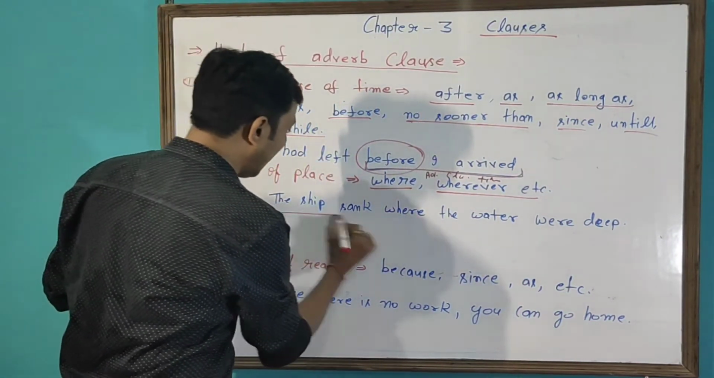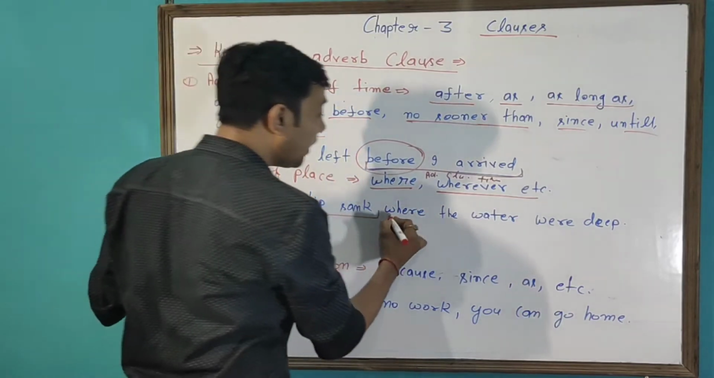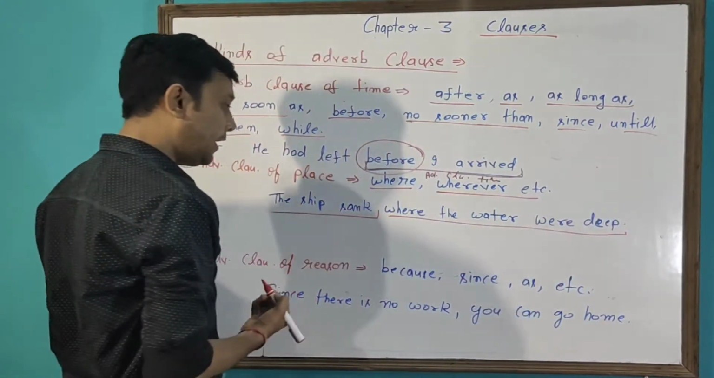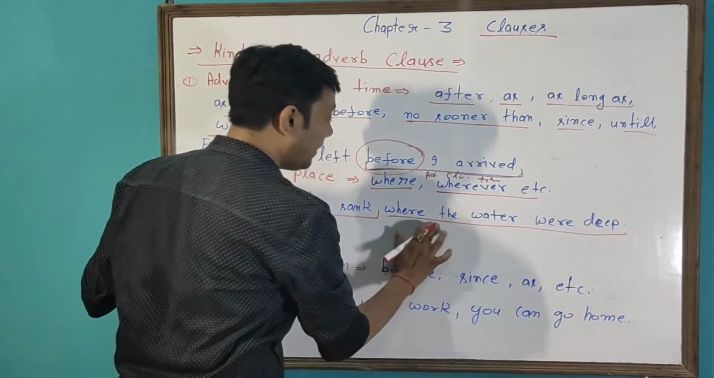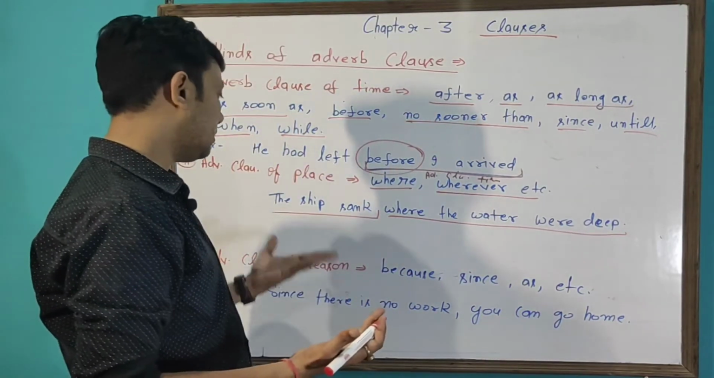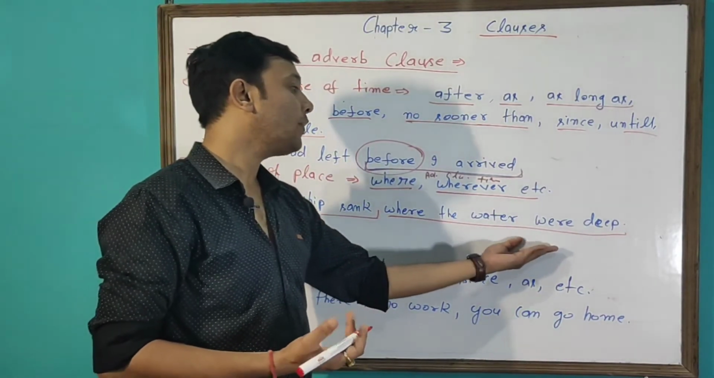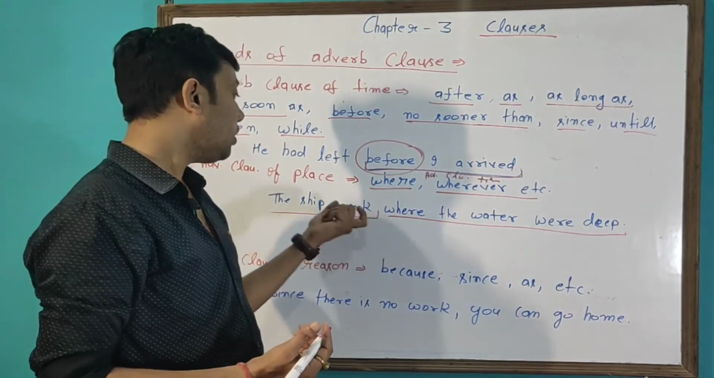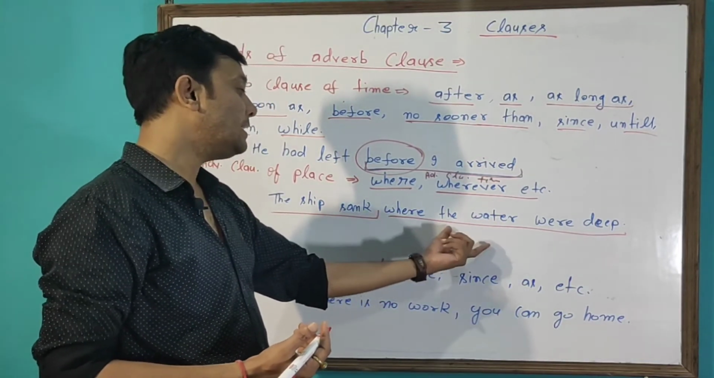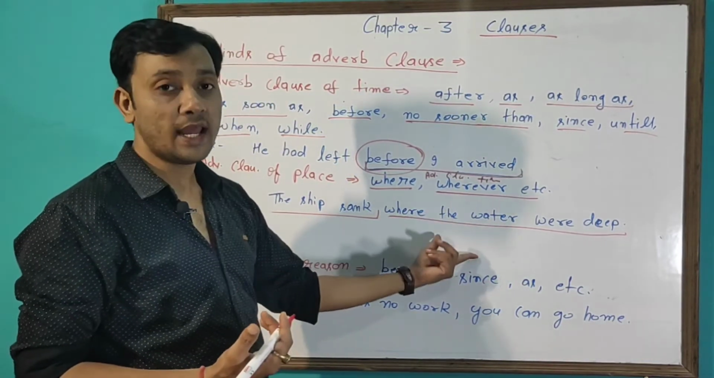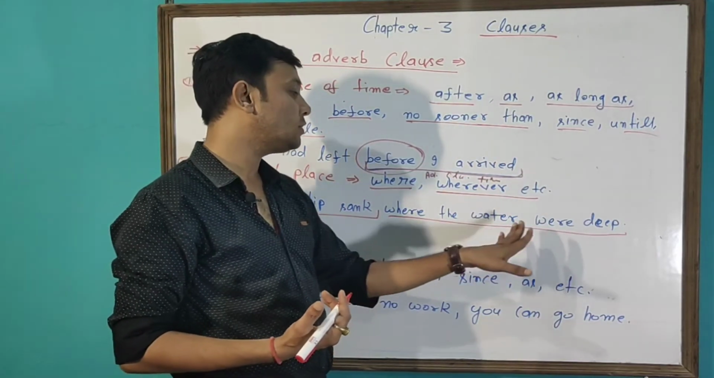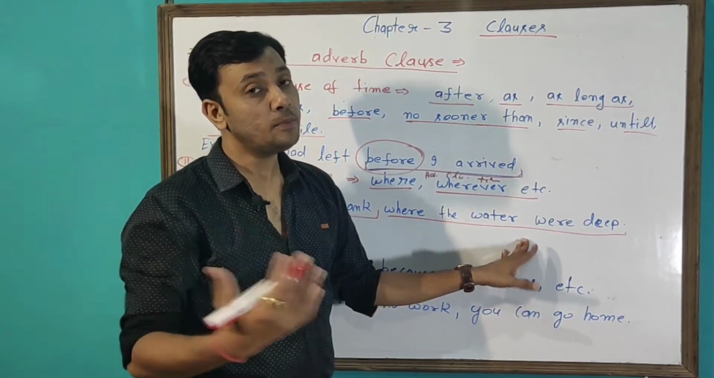Where the ship sank, the water was deep. The ship sank is the main clause, and where the water was deep is the subordinate clause of place. This group of words tells about the place where the ship sank. That is why this group of words is known as an adverb clause of place.